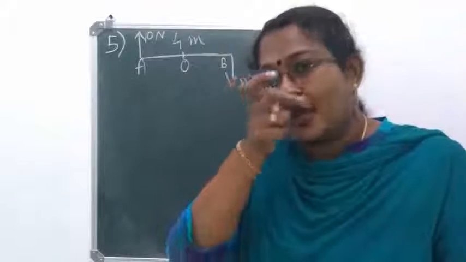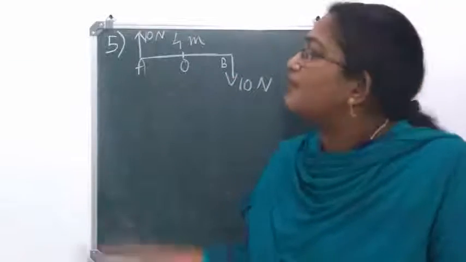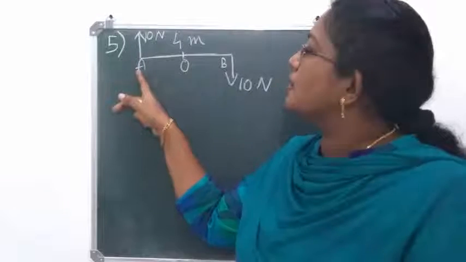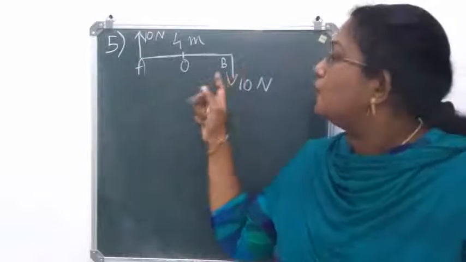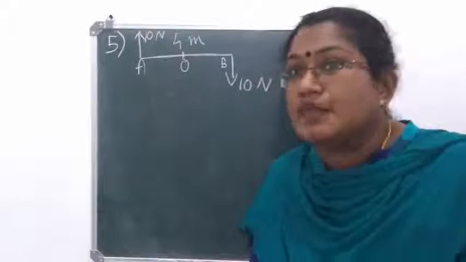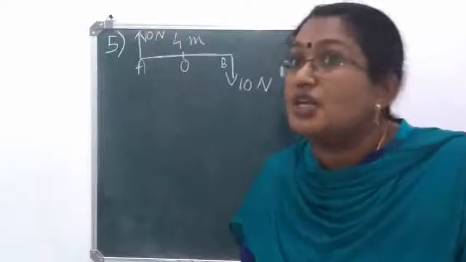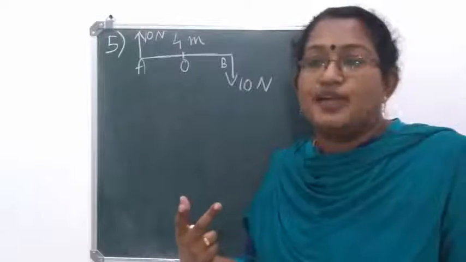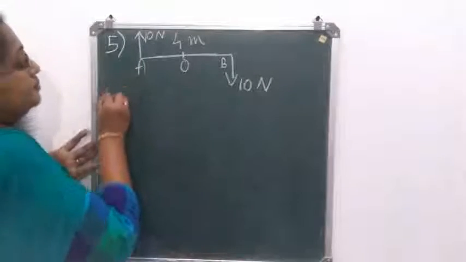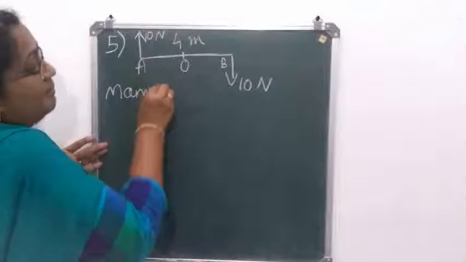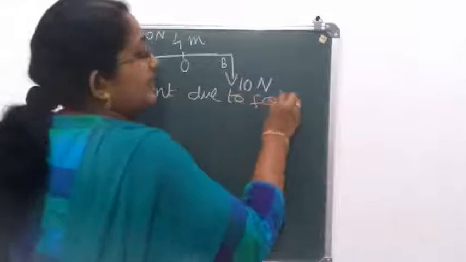So here also you are asked to calculate the resultant moment. So what should you do? First calculate the moment produced due to the force acting at A. Then the moment due to the force acting at B. Then check the direction. If both are in the same direction, add. If they are in different directions, subtract. So what should you write first? Moment due to force at A.